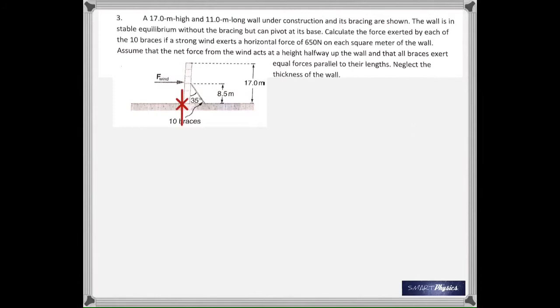Now, the diagram clearly shows the force due to the wind acting midway. And the two other forces are going to be the normal reaction acting upwards, and the weight of the wall acting downwards. But both of these forces do not create a torque at this point. Why? Because both of them are acting exactly at that point, and there is no distance between the force and the point. Torque is the product of force and distance, and when the distance becomes zero, of course the torque becomes zero too.